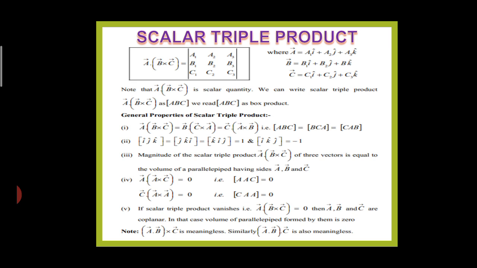Next, a dot (a cross c) is equal to 0, so the box product aac is equal to 0. c dot (a cross a) is equal to 0, so caa is equal to 0. Next, if the scalar triple product vanishes, a dot (b cross c) equal to 0, then a, b, c are coplanar. In that case the volume of the parallelepiped formed by them is 0.